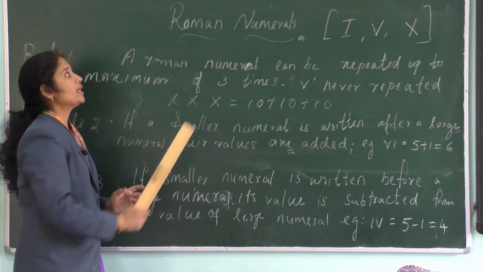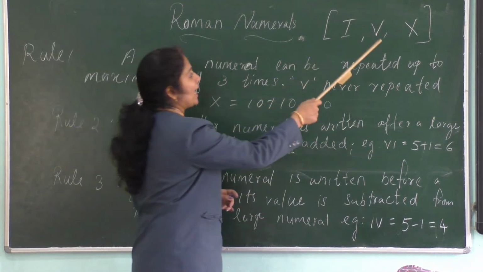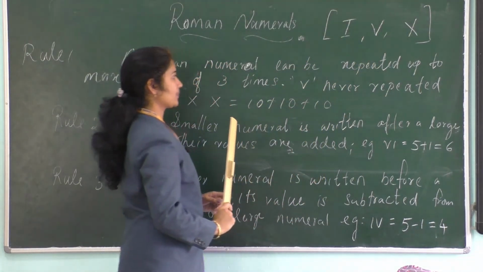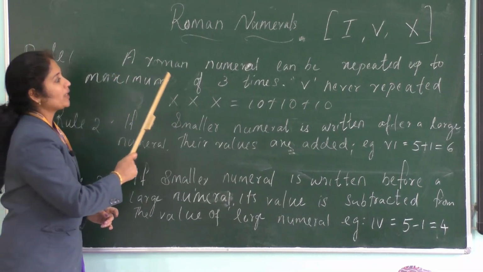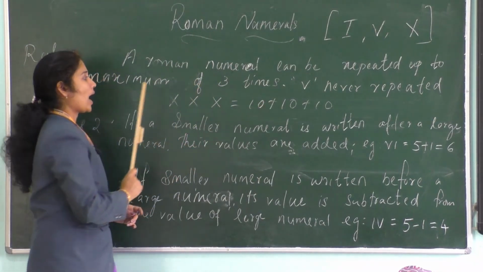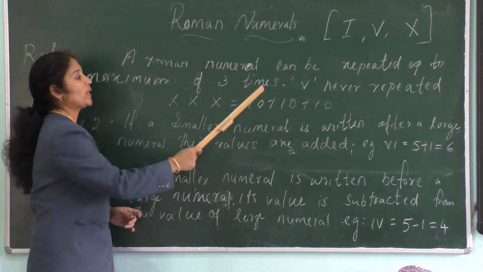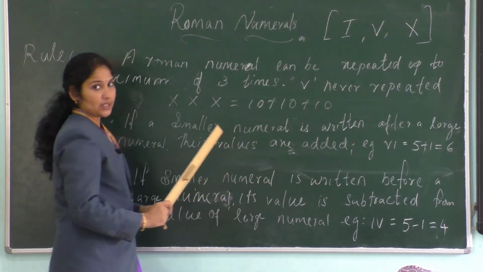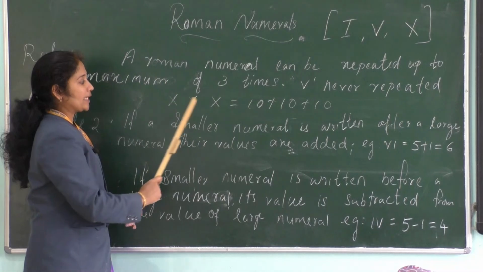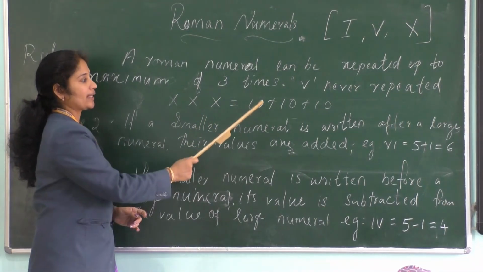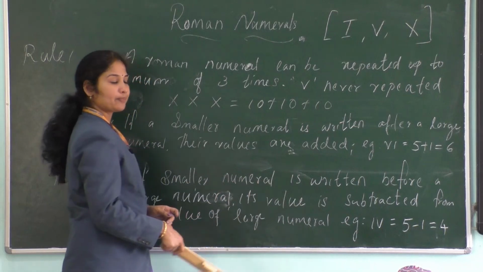Children, now let's study Roman numerals up to 39 using symbols I, V and X. There are 3 rules. The first rule, a Roman numeral can be repeated up to a maximum of 3 times. However, V is never repeated. Example, XXX is equal to 10 plus 10 plus 10 is equal to 30.